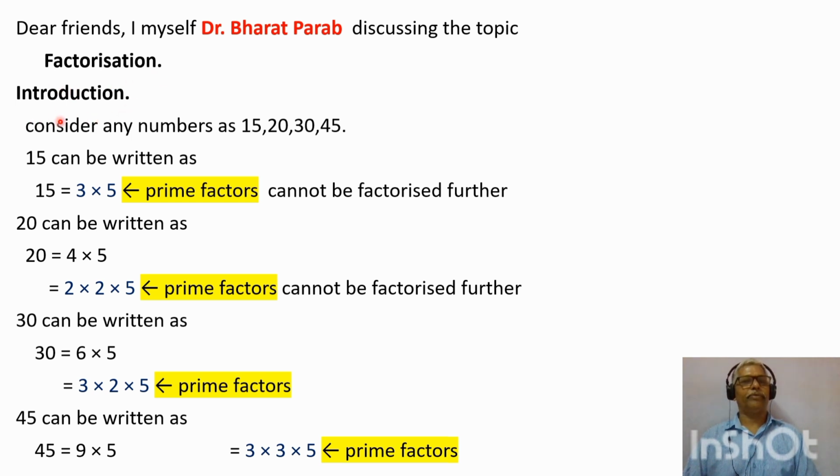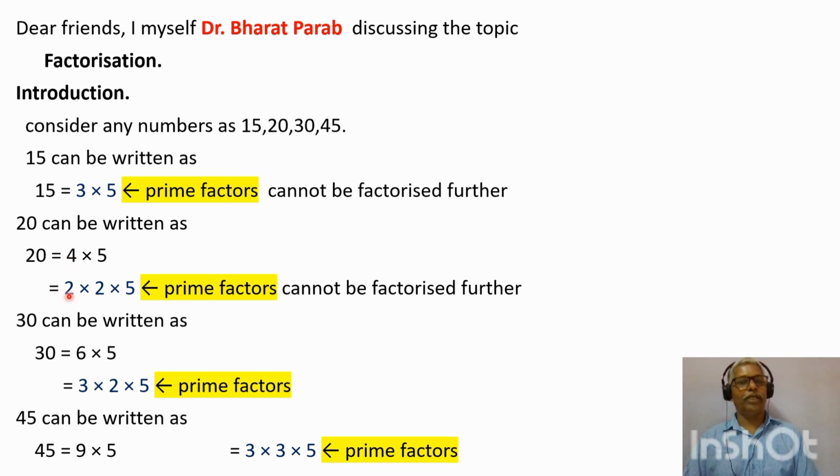Introduction of this topic. For introduction, consider any numbers. I am taking 15, 20, 30, 45. Now here 15 can be written as 15 equal to 3 into 5. We will read this afterwards. Just concentrate on only this. 15 can be written as 3 into 5. 20 can be written as 20 equal to 4 into 5.